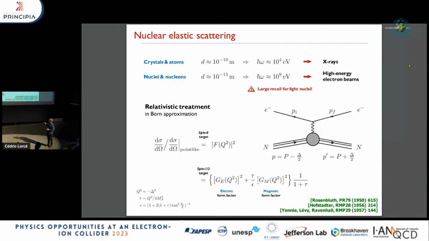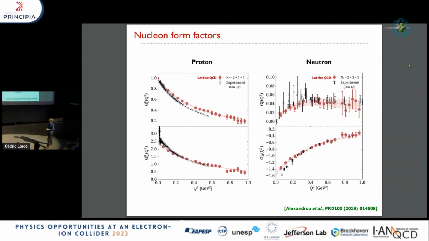So typically, Q squared is the virtuality of the photon, squared. A convenient dimensionless combination is Q squared divided by 4 times the mass of the target squared, and then you have something that's related to polarization. So that's basically what you do. You measure this, and then you try to extract the electromagnetic form factors.